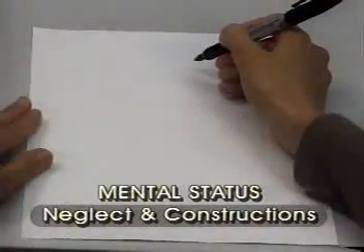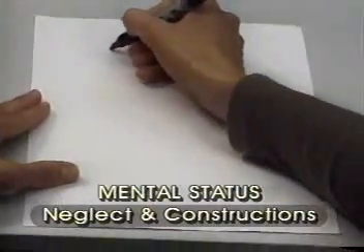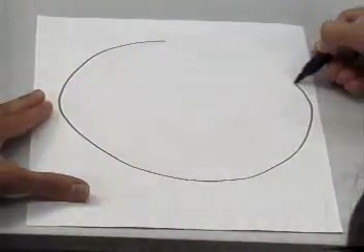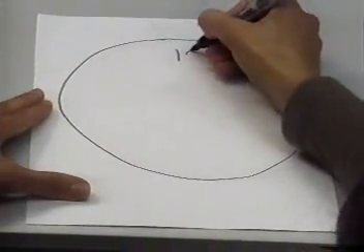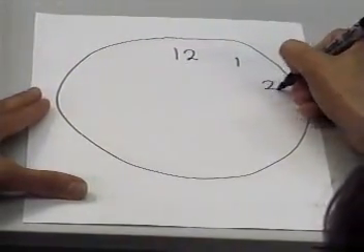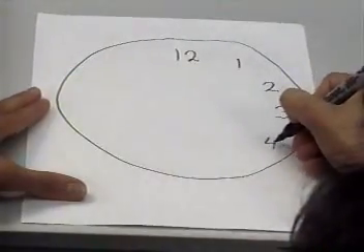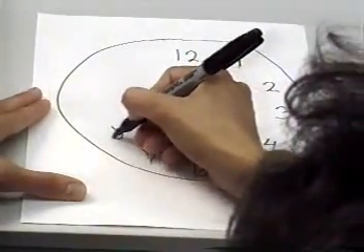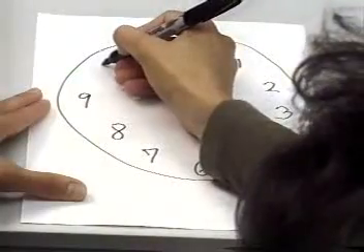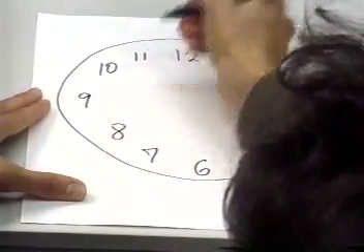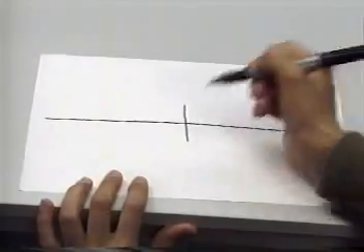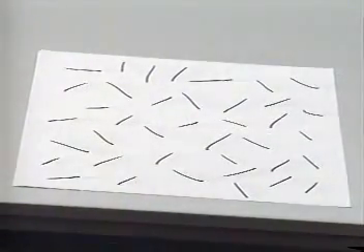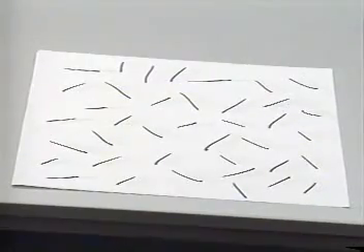Very good. Can you please draw the face of a clock, filling up the whole page, and also please draw in all of the numbers? Very good. Can you please divide this line right in half? Thank you. Can you please cross out all of the lines on this page with a single mark on each line?